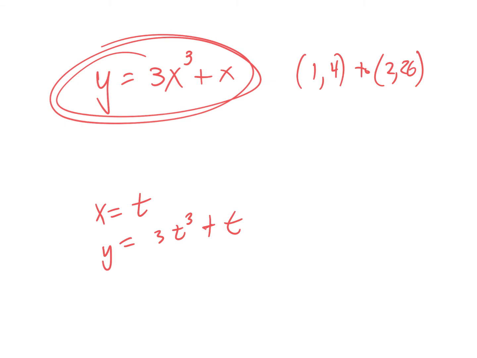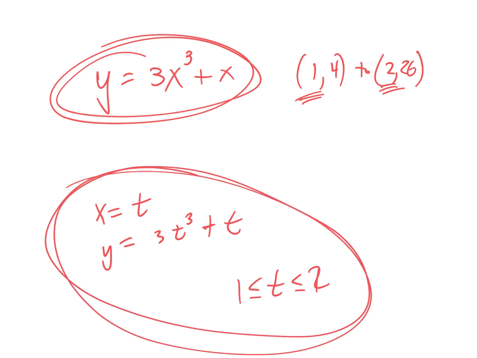Well, what else do you need, Mr. Surver? I need a domain. And if you're doing a parametric, your domain's always going to be a t. It's between this and this. And since x equaled t, here's my x's. It's between 1 and 2. Raise your hand if you had that one right. All right.